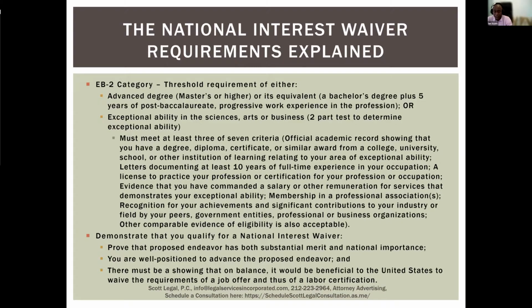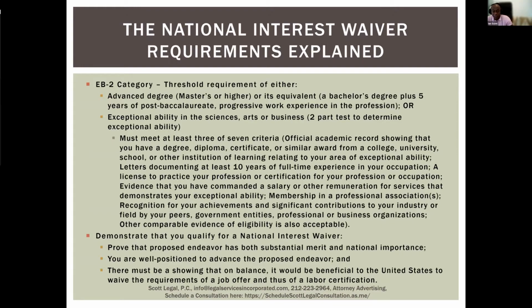But before you even think of the National Interest Waiver part of it, this falls under the EB2 green card category, and the individual applying has to have either an advanced degree, which is a master's degree or higher, or what we say is the equivalent, which is a bachelor's degree plus 5 years of experience. Or they can have what's called exceptional ability, and they have to meet 3 of the 7 or so items that are listed on this slide. Now, it's an either-or test. So if you have the master's degree, you can just stop there.